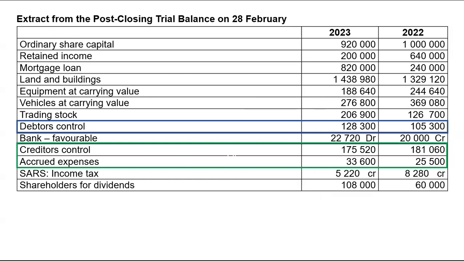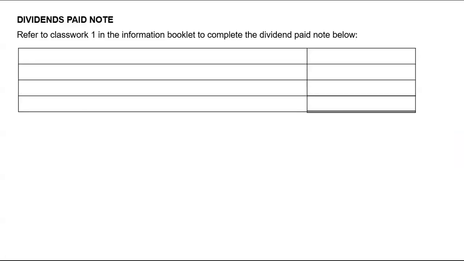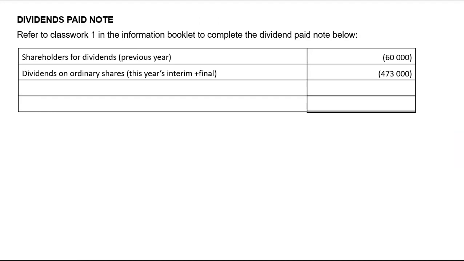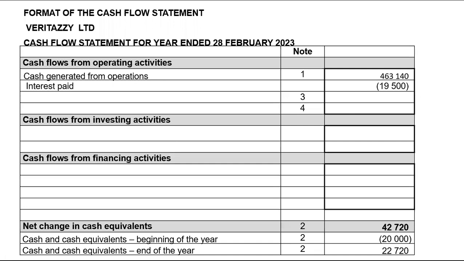Or you follow this method that I taught you in the previous videos, and it's very important for you to check out the previous videos. You start with shareholders for dividends at the beginning of the year, which amounted to 60,000 and must be paid this year. This year's dividends on ordinary shares, which we get from your retained income, is this year's interim plus this year's final, in brackets, and that is 473,000. But that's not right because this year's final was not paid. That's why we add it back, and it gives us dividends paid amounting to 425,000.